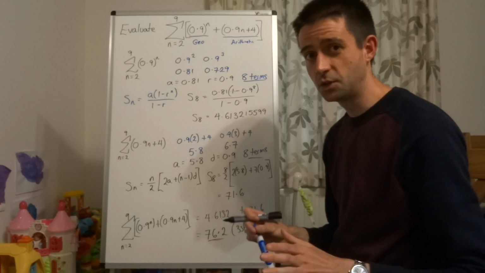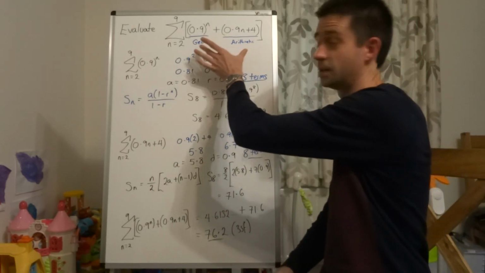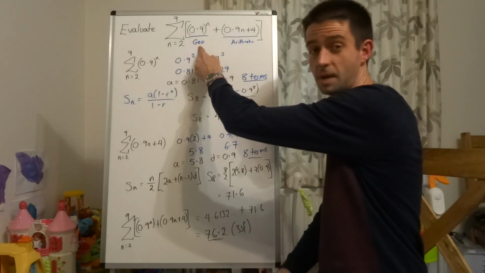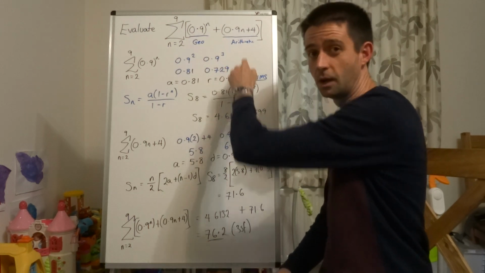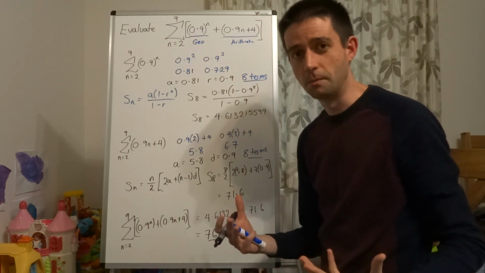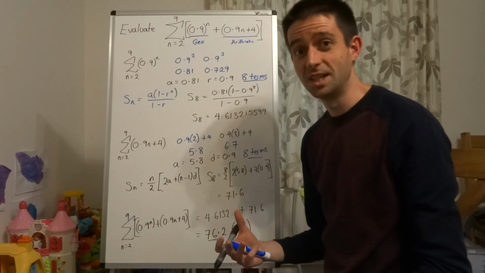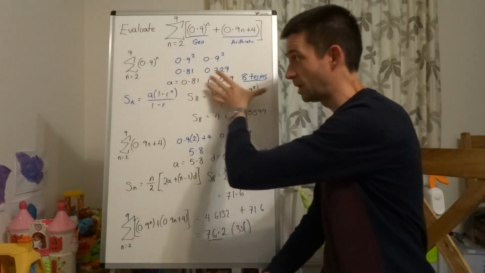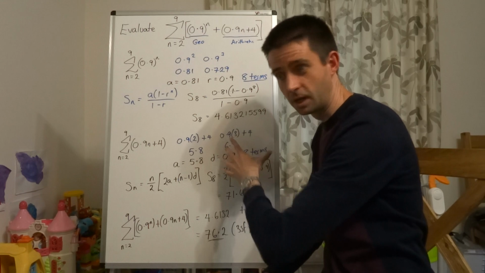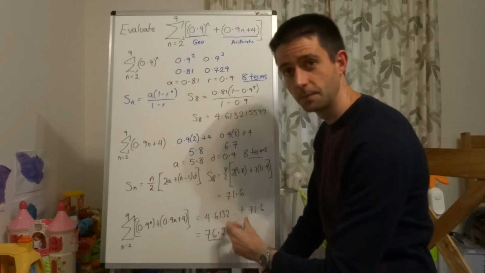The key thing you had to realise was that there were 2 parts to this series, a geometric part and an arithmetic part, and there isn't a rule for summing a combination of the 2, so we had to treat it separately as a geometric part and an arithmetic part, and then work out the total at the end.